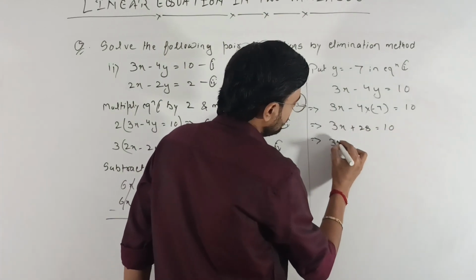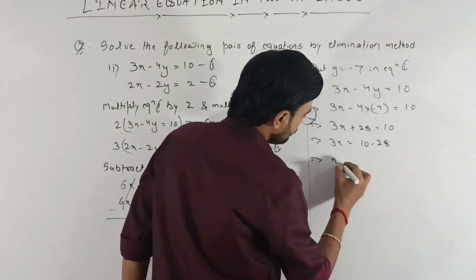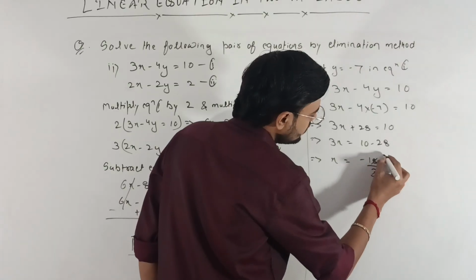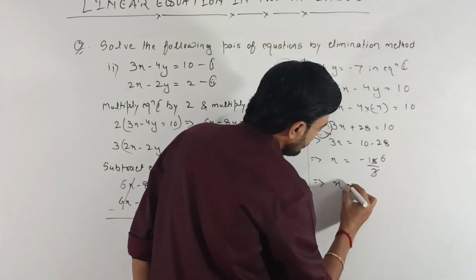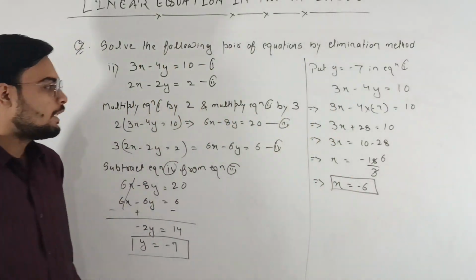So from here 3x is equal to 10 minus 28. Now x is what? This is minus 18 upon 3, then 3 times 6 is 18. So from here x is minus 6. Okay, let's see it again.